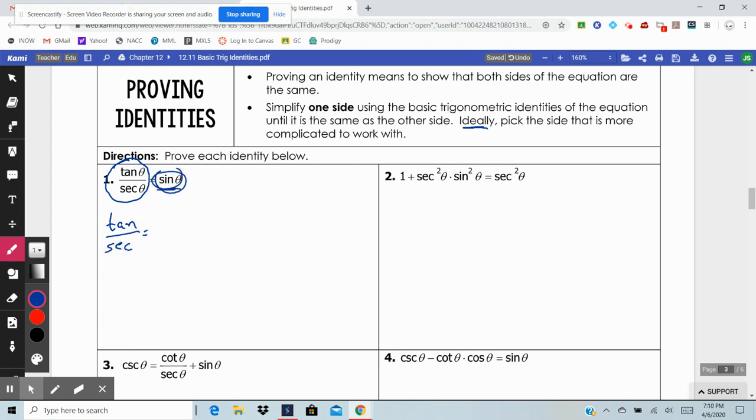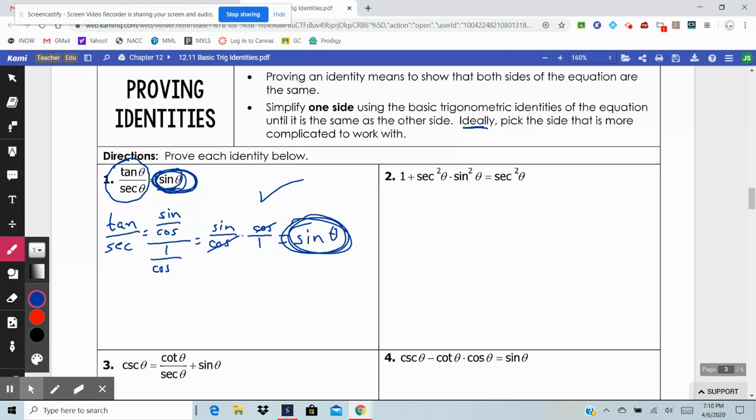So let's take tangent over secant and do the exact same thing we did last lesson. Tangent I know is the same thing as sine over cosine, and you can look at your list of identities. Secant is the same thing as 1 over cosine. To divide these fractions, you flip and multiply. That's sine over cosine times cosine over 1. The cosines cancel and leave you with sine. So therefore, since the right side is sine, it's equal to sine, then check. You've proven that those two identities are the same. That's all you have to do.